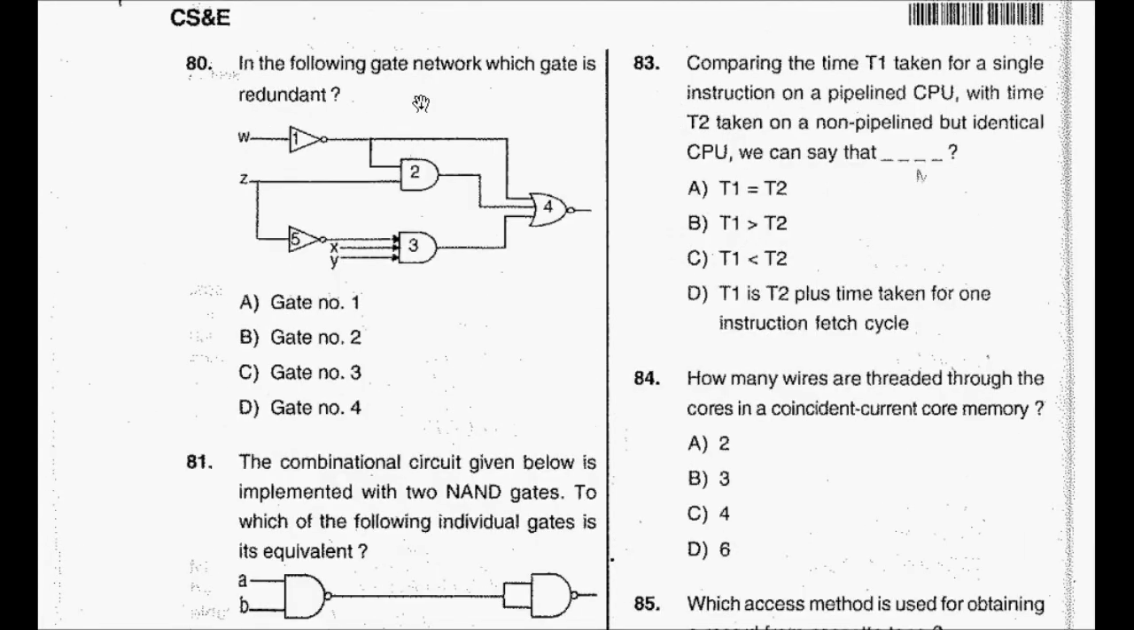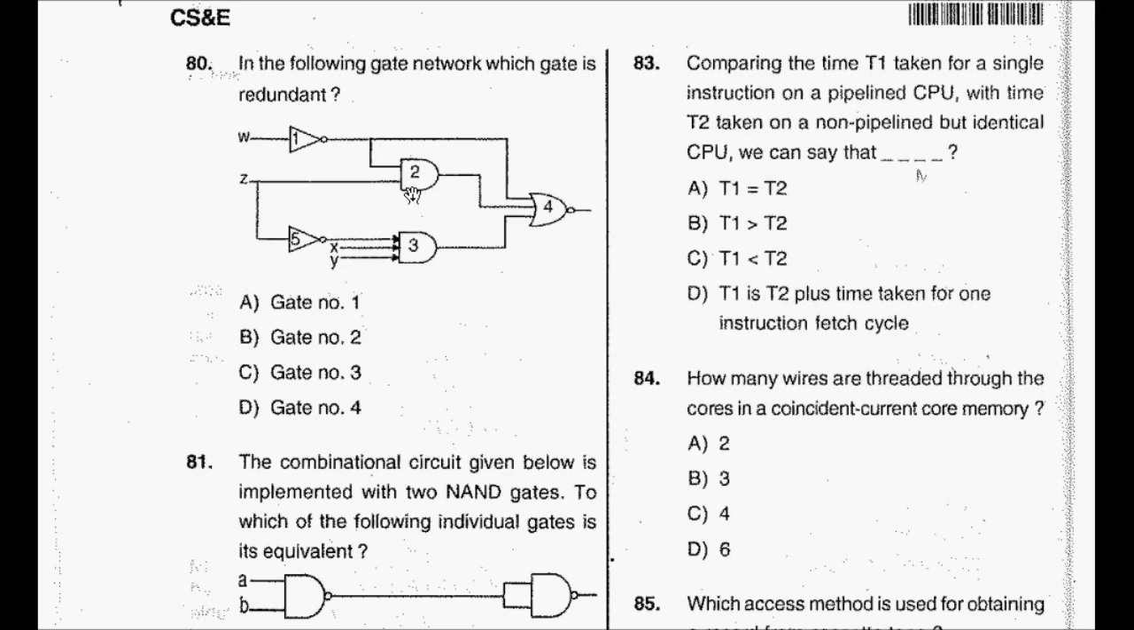Now we have to find a redundant gate in this particular network. We can pass a value of W, Z, X, Y through the whole network and find out the output, and then skip one gate at a time and try to find which particular gate skipping will give the same output. That becomes the redundant gate.